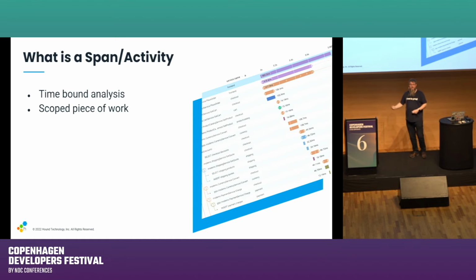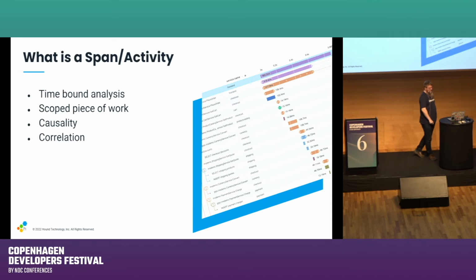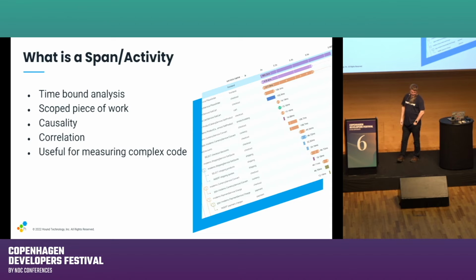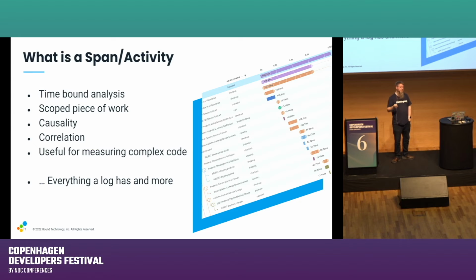It might be a call to a database. It might be a call to a third party. Those are the things you get for free with instrumentation libraries. You don't get them for free in your code, which is where you've got to add some stuff. Spans and activities are also about causality. So this thing happened before. It's about correlation. We talked about trace IDs, correlation IDs. And they're really useful for understanding complex code structures and how something takes a path through a platform. I mean, really, they're just a log, but with so much more.